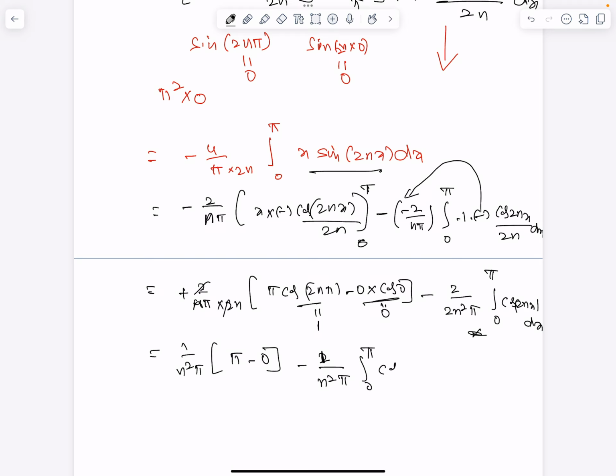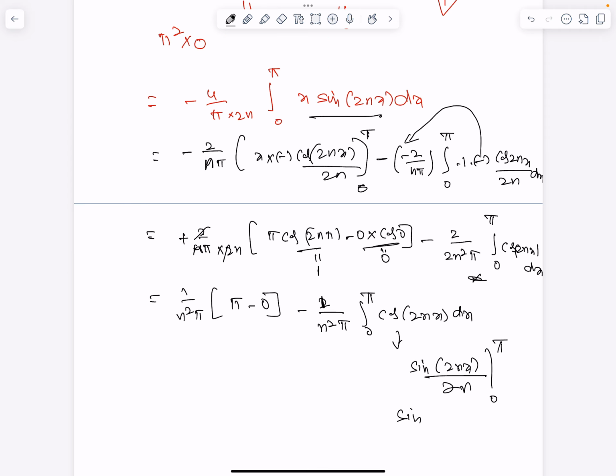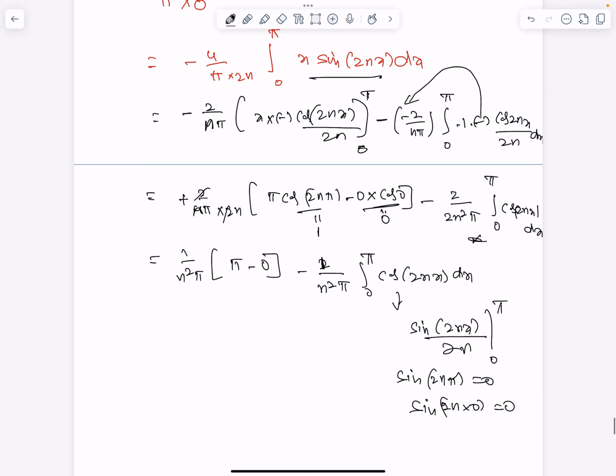And moving back to this one, minus of course 1 by n square pi and the integral from 0 to pi of cos 2nx dx, but this output is something like sin 2nx by 2n, and when you apply 0 to pi, sin 2n pi is 0, and sin 0 is also 0. Therefore, this is actually 0. So, this implies pi by n square pi, which is equal to 1 by n square.